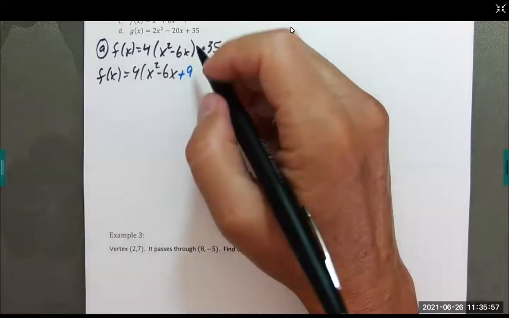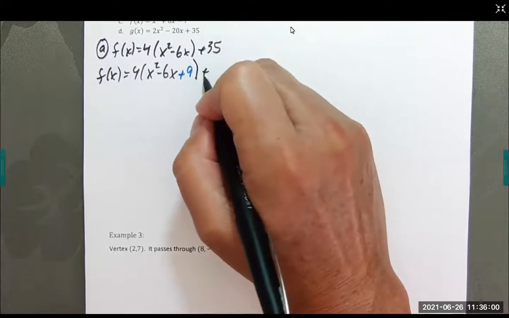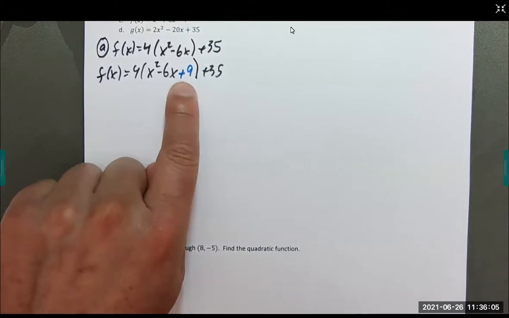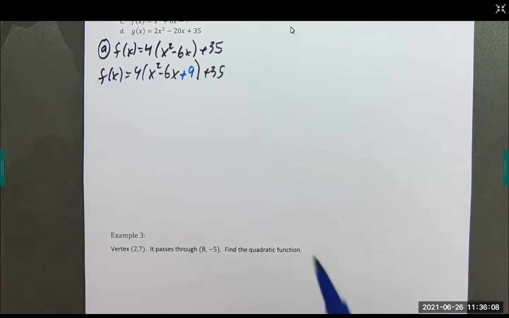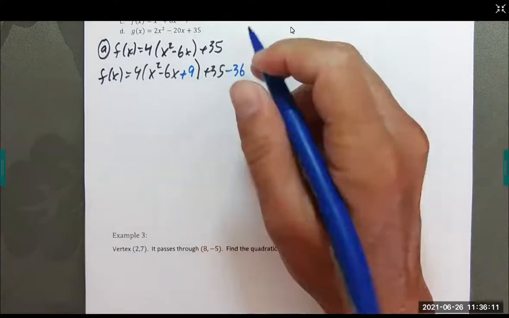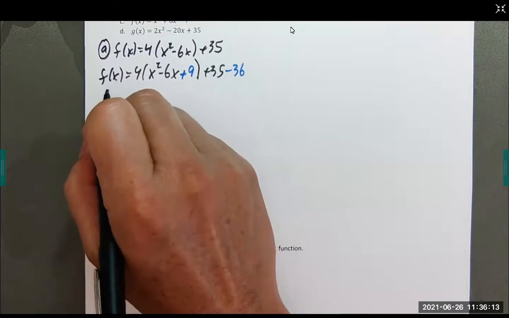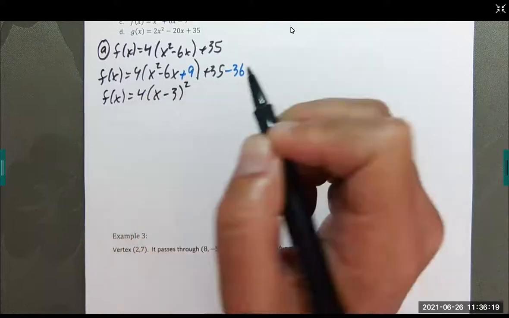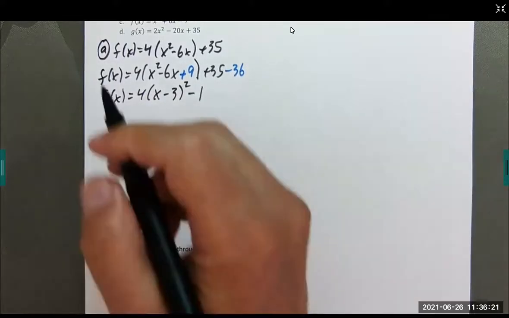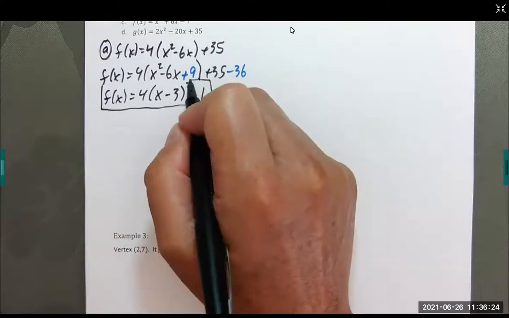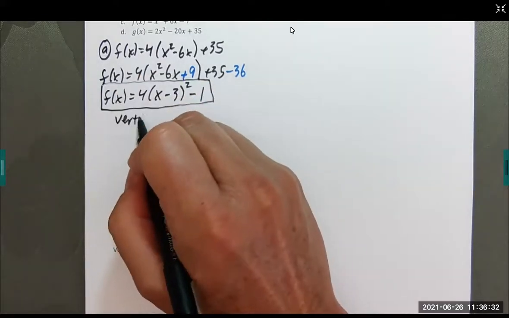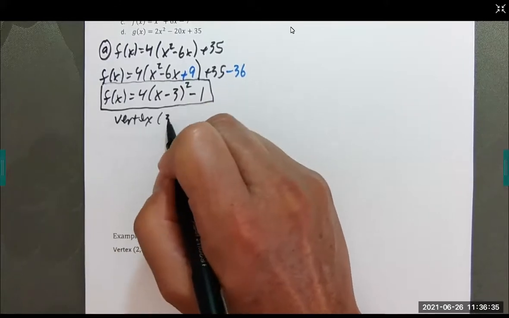So I added a 9. Now here's the trick. I didn't just add a 9 here. I added a 4 times 9. Added a 36. So to compensate, I'm going to subtract a 36. We've now completed the square. And we are now in our vertex form. And we can clearly see the vertex. Remember, opposite sign, (3, -1).